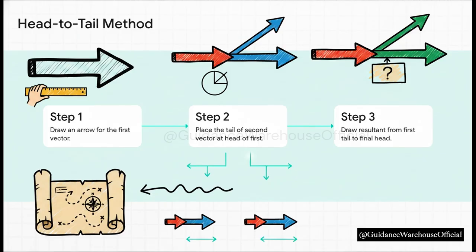Step 1, you draw an arrow for your first vector. The length of that arrow represents the magnitude, so you'd actually want to use a ruler here. Step 2, you place the tail, which is the flat starting point of your second vector, exactly at the head, or the pointy tip of your first vector. You're just connecting them up. And finally, step 3, to find your final answer, you draw a brand new arrow from the very first tail all the way over to the final head. We call this final arrow the resultant vector, simply because it's the ultimate result of your addition.